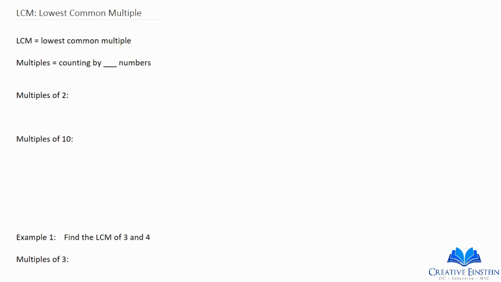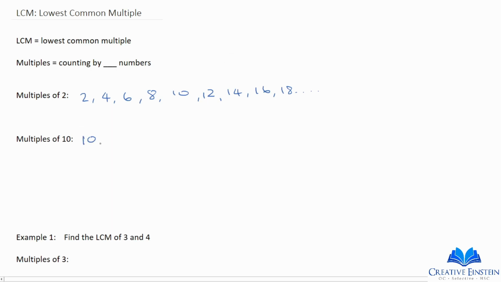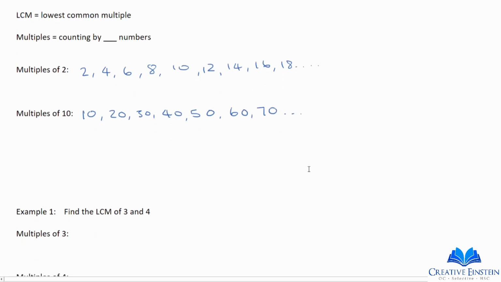Multiples are basically counting by numbers. So for example, multiples of 2 are 2, 4, 6, 8, 10, 12, 14, 16, 18, and they go on and on forever. Multiples of 10: 10, 20, 30, 40, 50, 60, 70, and they go on and on forever. So let's look at some examples of the lowest common multiple.